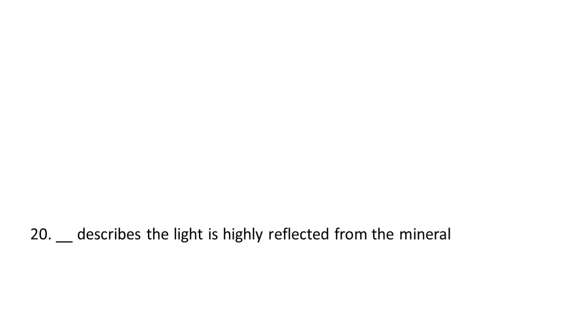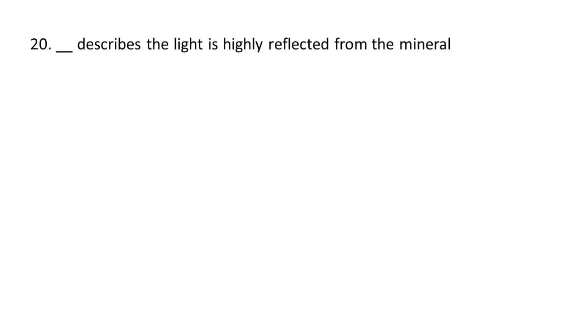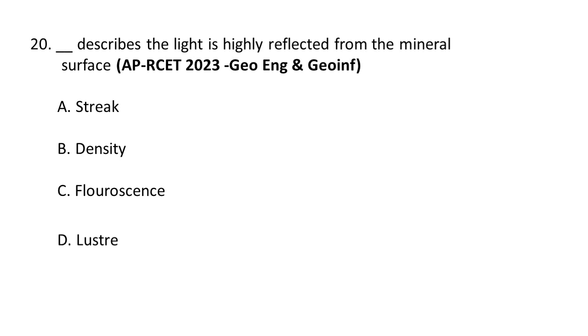Next question. Which physical property of a mineral describes the light that is highly reflected from the mineral surface? The options given are A. streak, B. density, C. fluorescence, and D. luster. Obviously, luster is the property of a mineral that describes the light reflected from the mineral surface. So D. luster is the correct option.